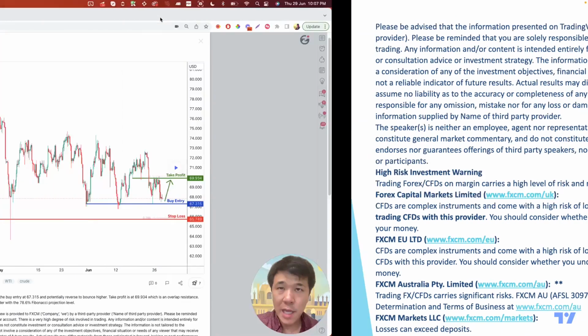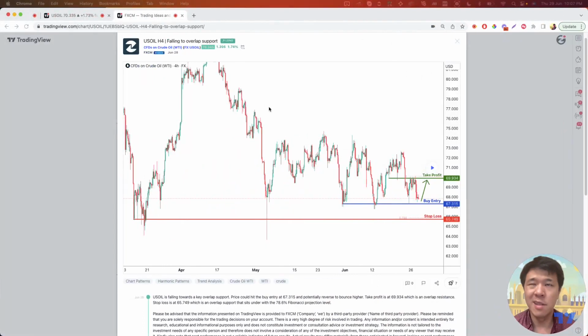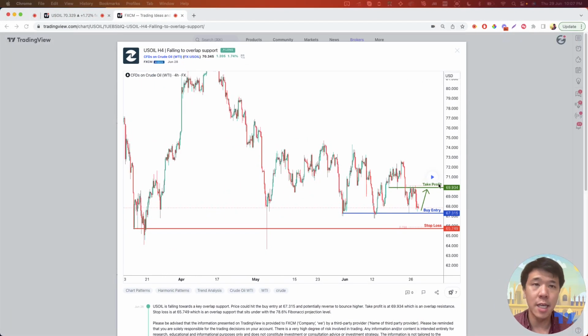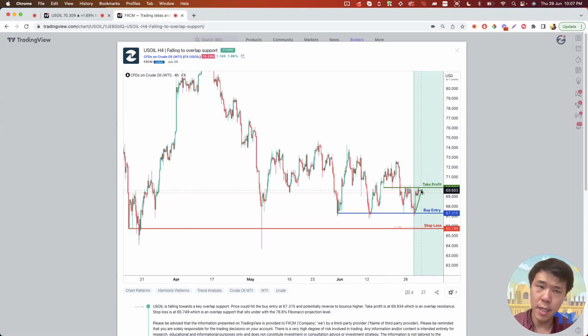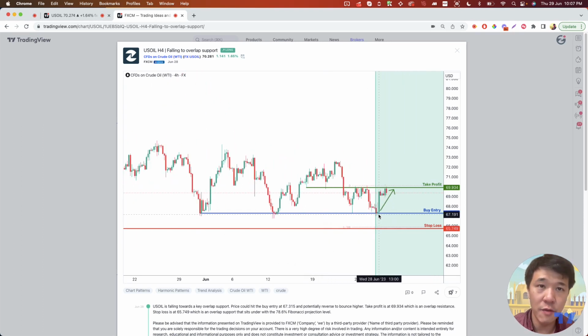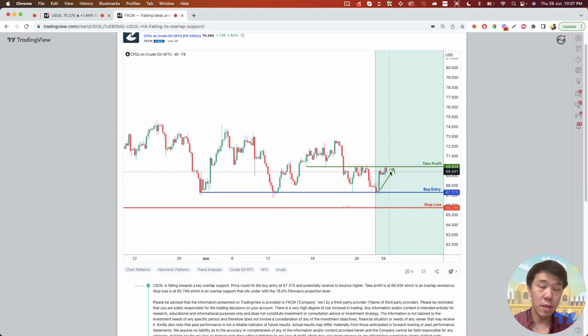Okay. So today we're looking at US oil, right? So this was posted yesterday. We're forecasting a bounce above this 67.31 level, and we can see price actually bounced really nicely and reached its target. I'm saying really nicely because it touched that level, went all the way up, touched the level, and reversed. I think it has since gone beyond the take profit level.